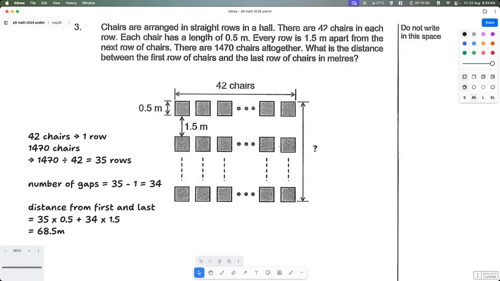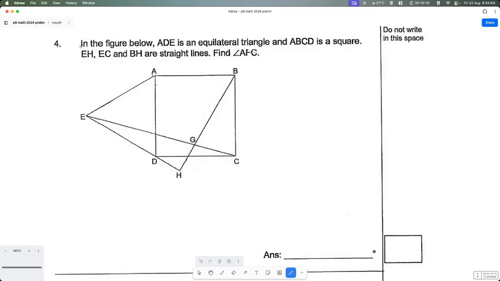All right, let's move on to the next question. Question number 4. It says in the figure below, ADE is an equilateral triangle, and ABCD is a square. So you have the square over here. EC and BH are straight lines.